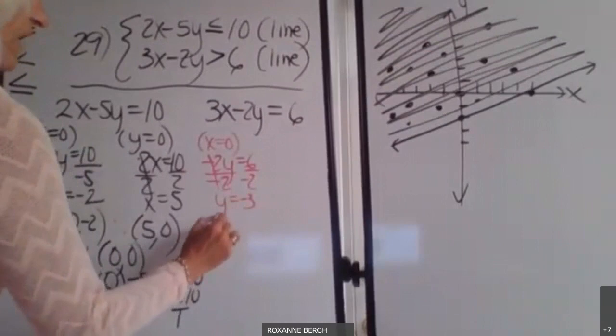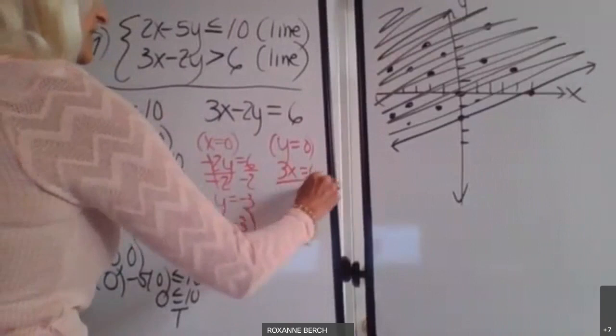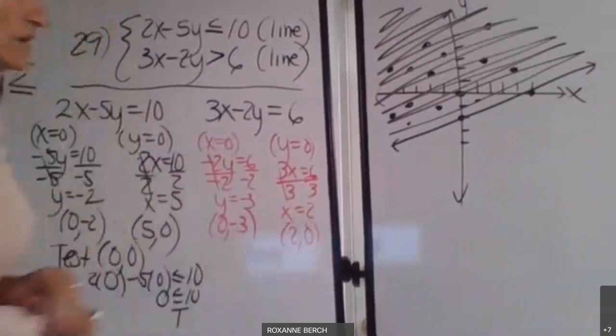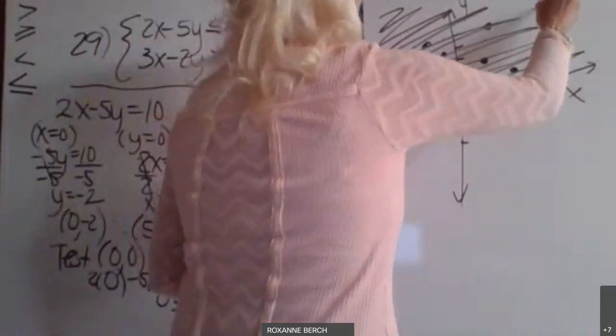Same thing over here, set y equal to 0. So you get 3x is equal to 6. Divide by 3, x is equal to 2. So you found the x-intercept. Now, try not to look at the black because we're superimposing graphs on each other. So we're going to go 0, down 3, right 2, 0, and you're going to draw this graph.